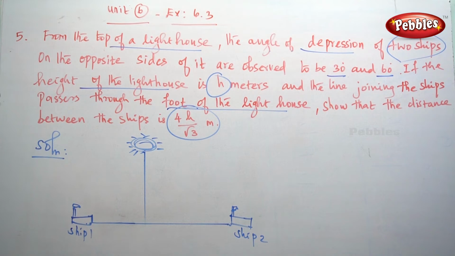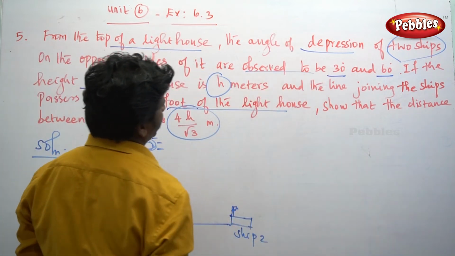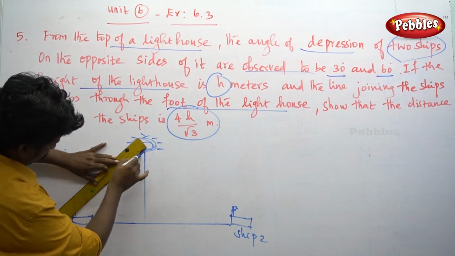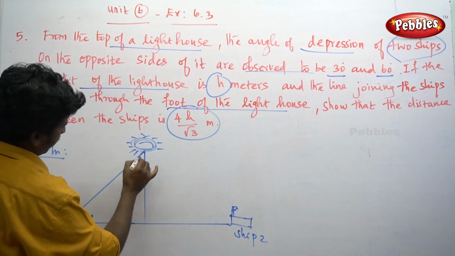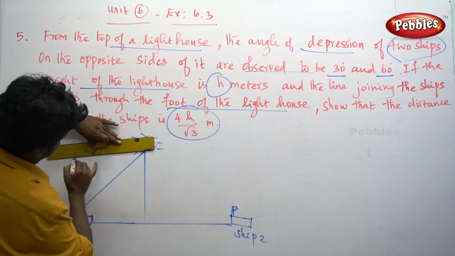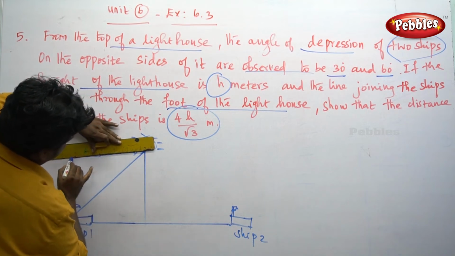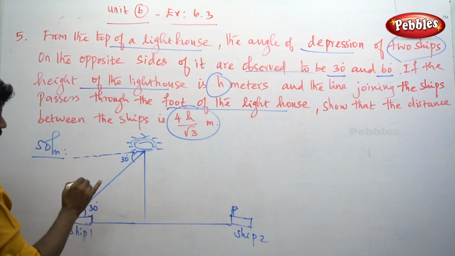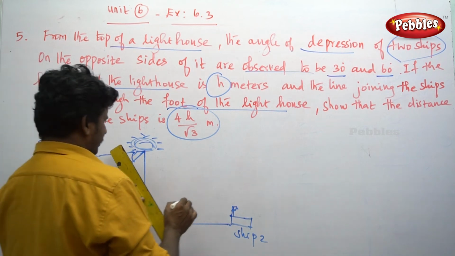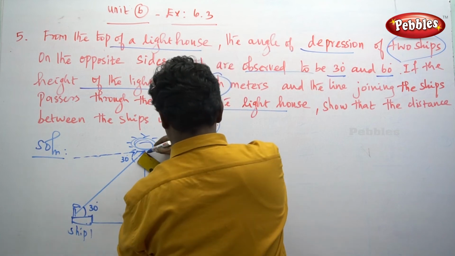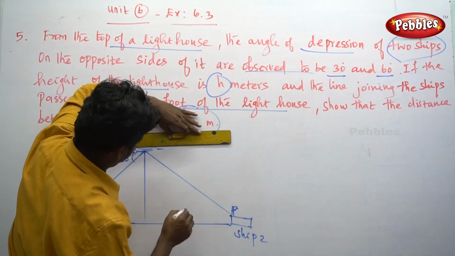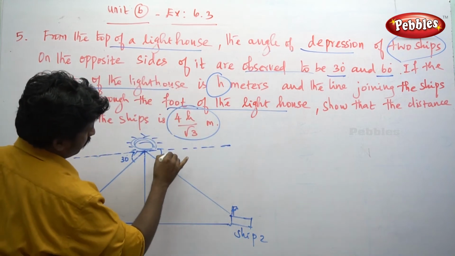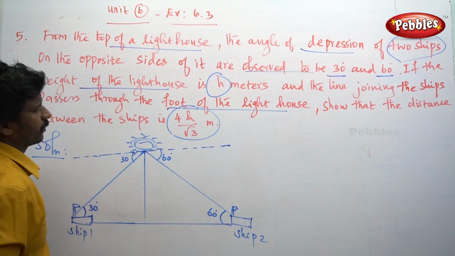Now look at what they are doing, observed to be 30 degrees, right? So from here they observe it at 30 degrees. Ship 1 is observed at 30 degrees. This is the depression, angle of depression. So this is the line of sight. So they look at 30 degrees. So here 30 degrees. And for the other one, ship 2 is observed at 60 degrees, right? So here the line of sight, this is 60 degrees. So this is also 60 degrees, right?